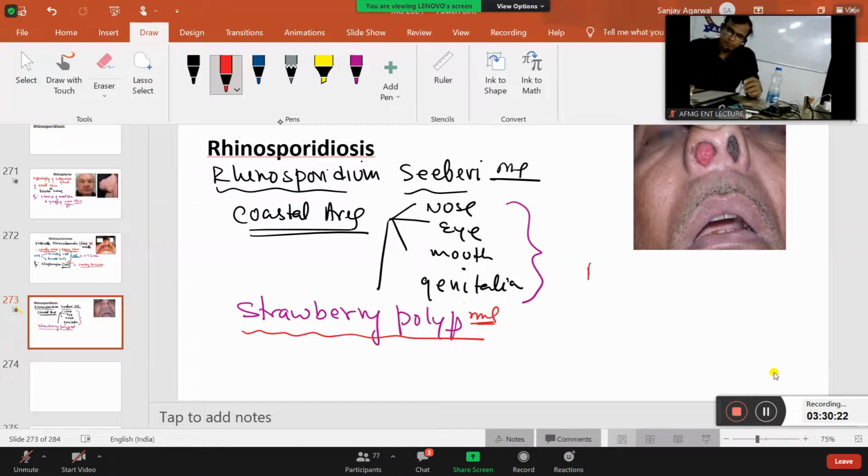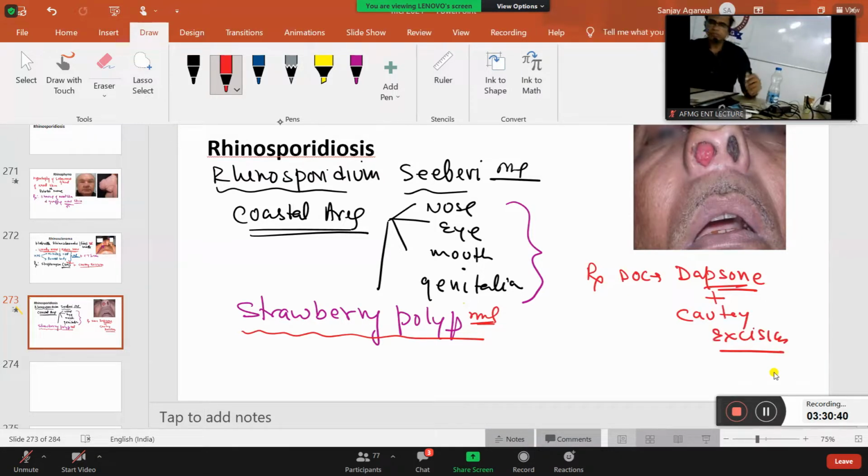And treatment. Drug of choice, Dapsone. Dapsone वैसे किसमें करते हैं? Leprosy में करते हैं. इसमें भी करते हैं. Plus वही cautery excision. So these four diseases, you should talk of them together so that you don't get confused. Rhinophyma, rhinoscleroma, rhinosporidiosis. And this will complete all the infection-related disease of the nose.